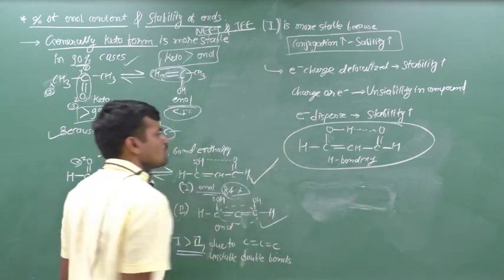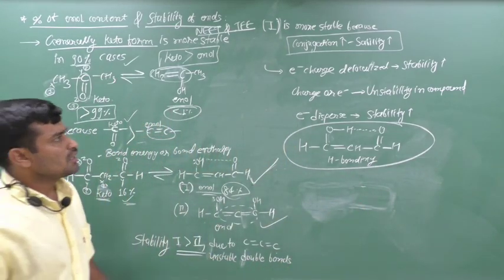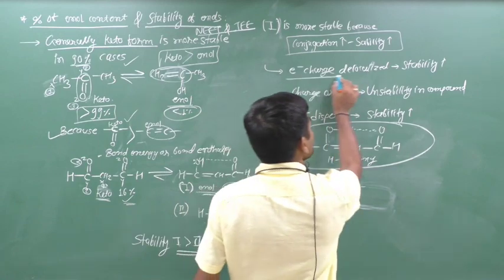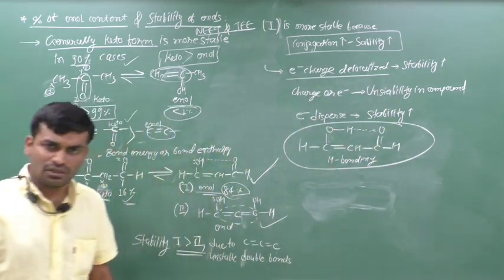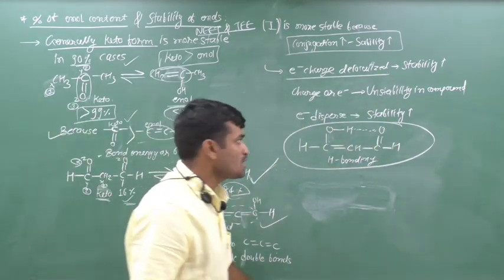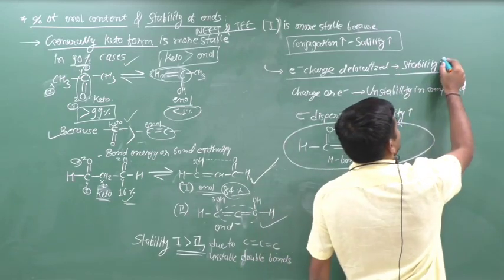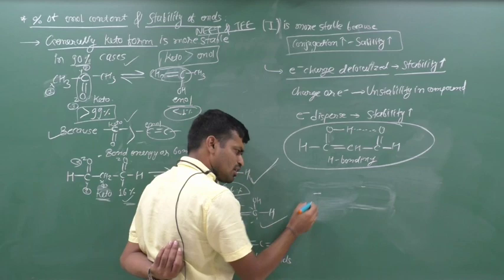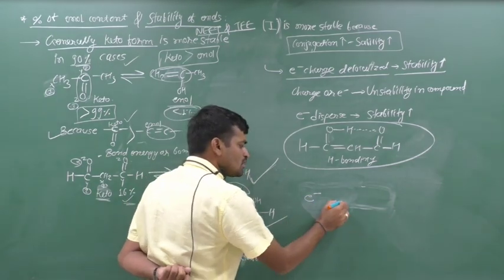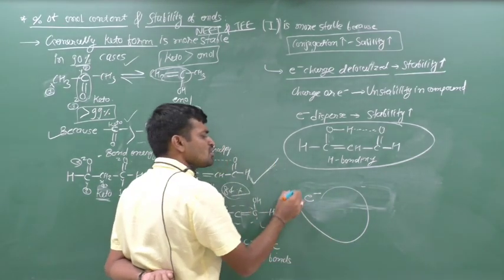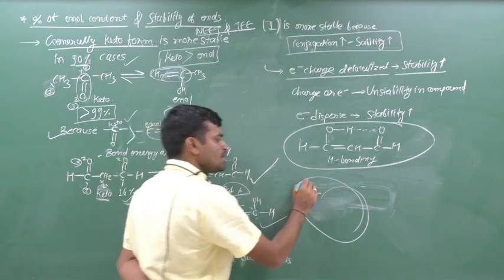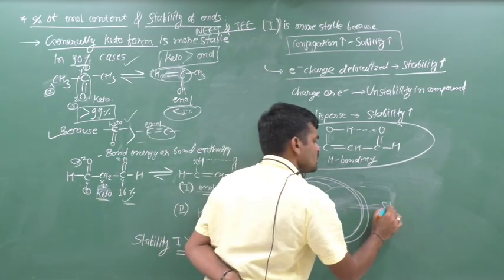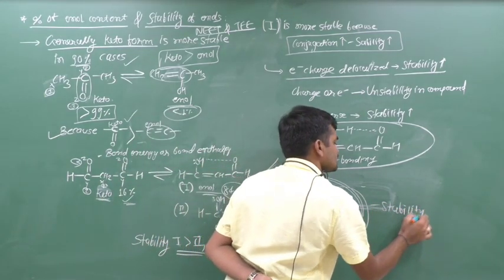Remember this always, friends. If electron charge is delocalized, then the stability is increased. If any species or compound has a charge, an electron charge, and the electron is delocalized in the compound, then the stability increases.